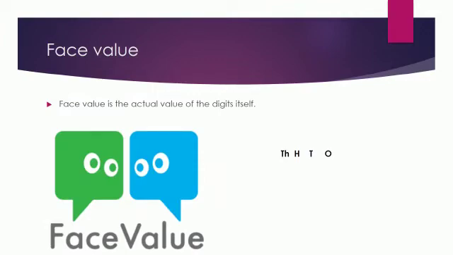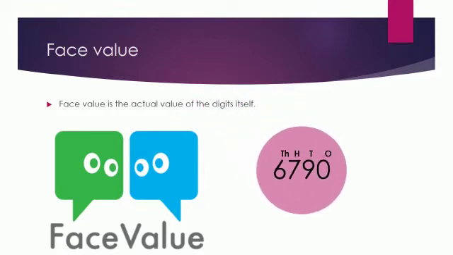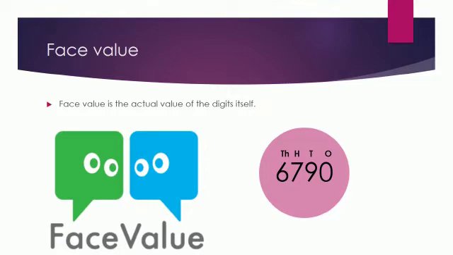So next we learned what is face value. Face value is the actual value of the digits itself. It does not change and it remains the same. Let's take an example of a 4-digit number, say 6790. How do you find the face value of the digits in this number? Now, what would be the face value of 6 in the number 6790? Obviously, it would be 6 because the face value of a digit does not change.